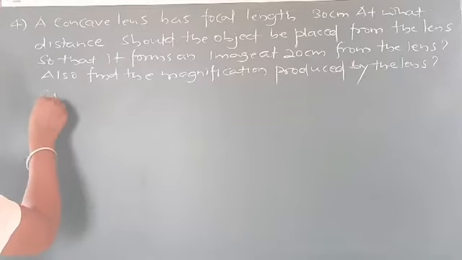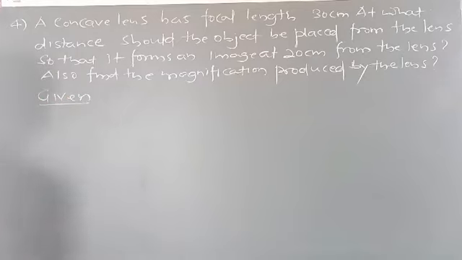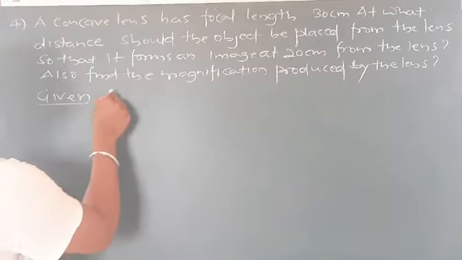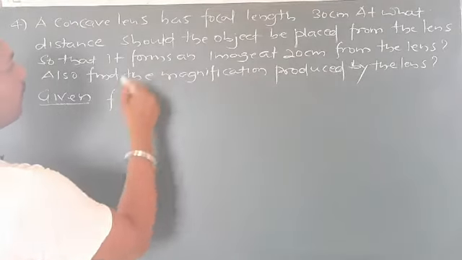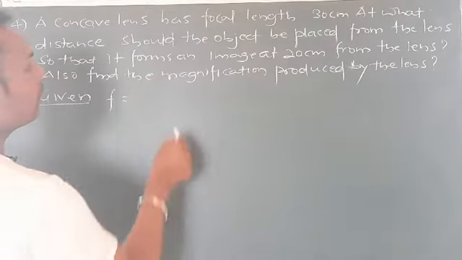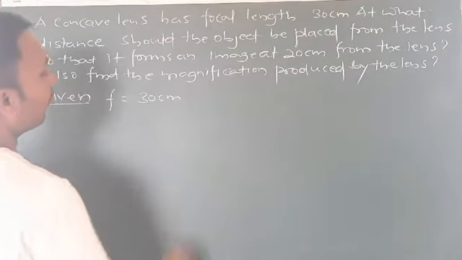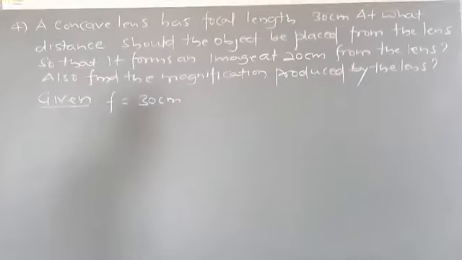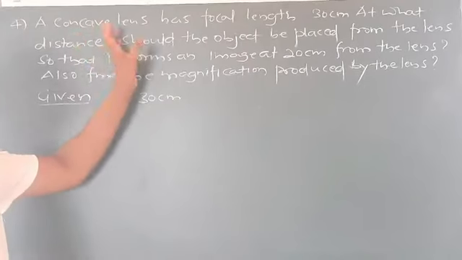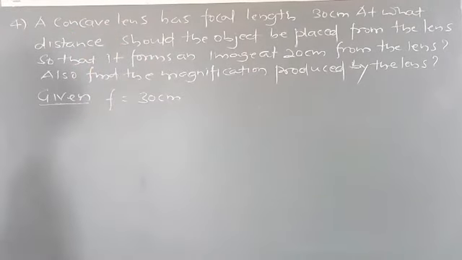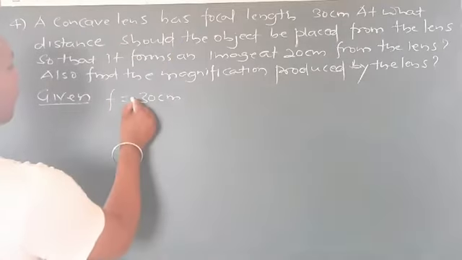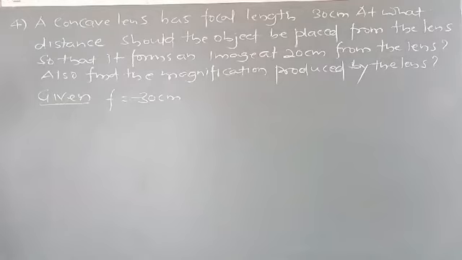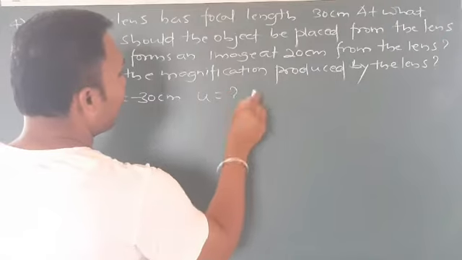First of all we can write given. Given focal length is how much? F is equal to, they are given, a concave lens has a focal length 30 centimeter. Let me check whether it is okay. A concave lens has a focal length of 30, and which type of lens it is? Concave lens. So it will come minus 30. Now at what distance should the object be, u, we need to calculate here.